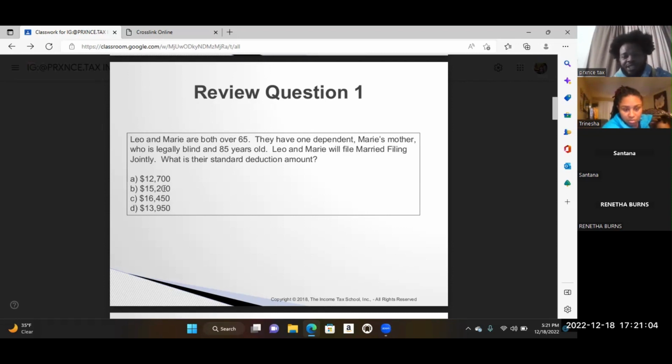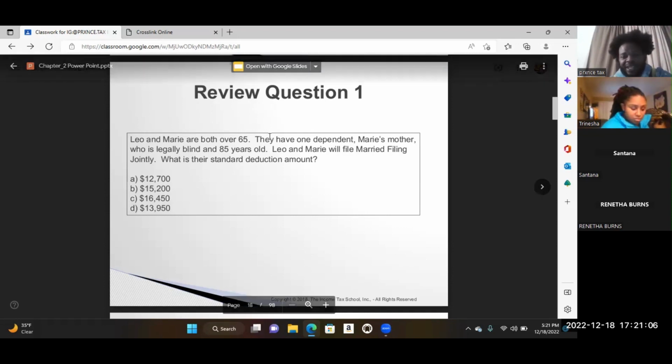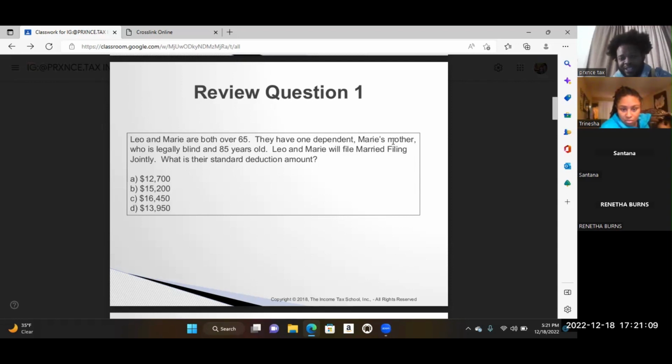But what I do want to discuss is they have one dependent, and it's Maria's mother. Do y'all see that part? So yeah, that is important. They're not saying that Maria's sister is 85 years old. They're saying that Maria's mother, okay? So that means that if your mom or your parent or someone else lives in your home, they can be claimed as a dependent, but they do not necessarily give you earned income credit.